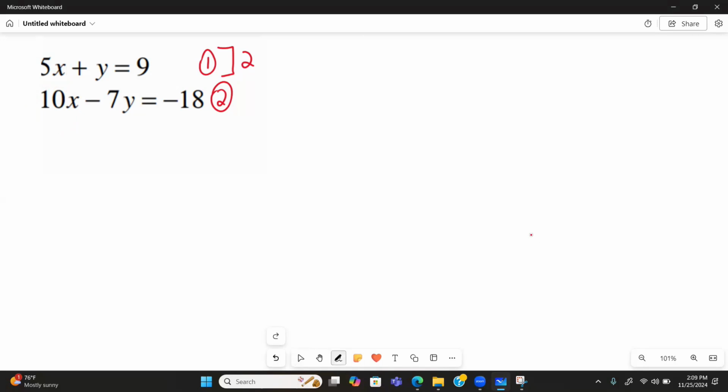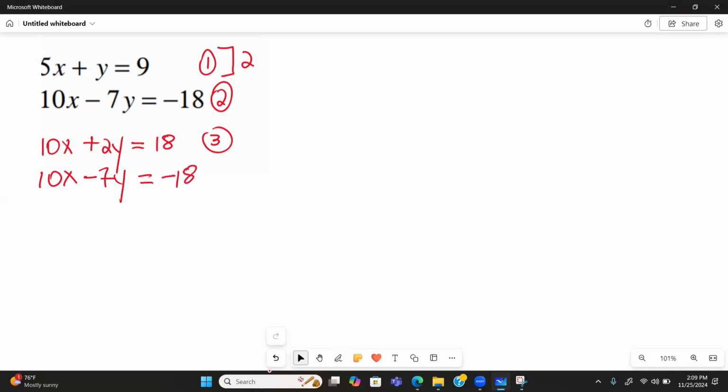So let us go ahead with our multiplication. When 5x is multiplied by 2, it becomes 10x. When y is multiplied by 2, it becomes 2y. And when 9 is multiplied by 2, I get 18. This is my third equation. Now, if we observe equation 2 and equation 3, let me write equation 2 below this. So it is 10x minus 7y, and this is equal to negative 18.